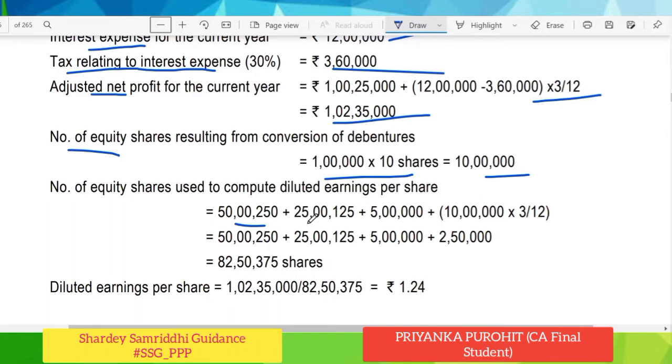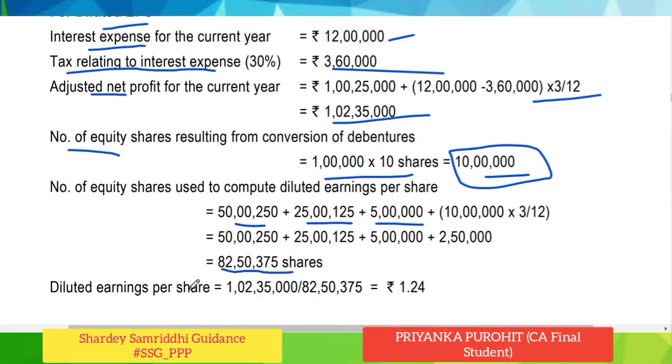as was the case earlier, then 25 lakh 125, which is the bonus on the existing equity shares of 50 lakh 250, and then the bonus on the convertible debentures, that is 10 lakhs 5, we will compute 1 by 2, that is 5 lakh, and now plus the convertible debentures will be considered only for the 3 months. Why 3 months? Because they are issued only in this period. So 10 lakh into 3 by 12, which will give us the revised equity number of shares for diluted earning per share as 82 lakhs 50,375.